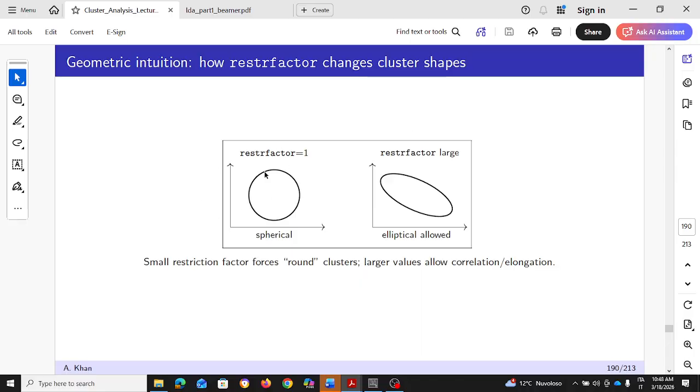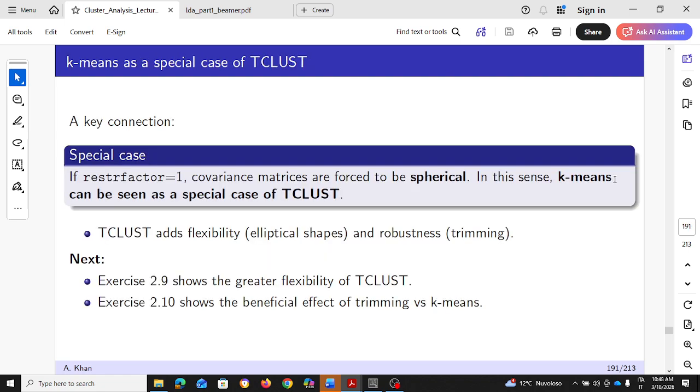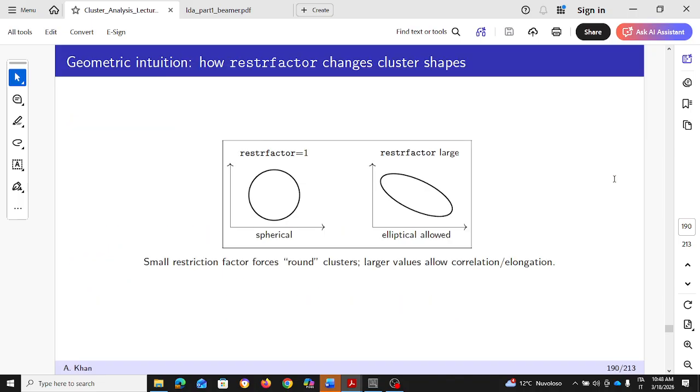So we can have two shapes like this. If this factor is equal to 1, we have a spherical cluster. If this is larger, we can have these elongated kinds of structures. And the meaning of this is that if this factor is equal to 1, we are again in spherical clustering, meaning that for TCLUST, if this factor is equal to 1, it is a special case, and that special case is k-means.